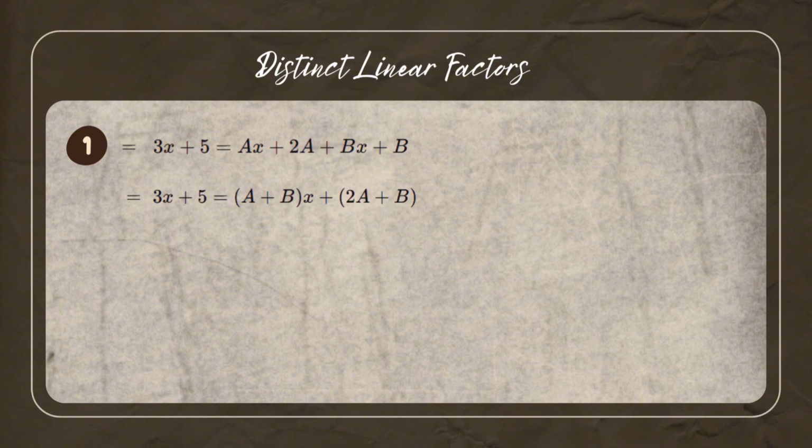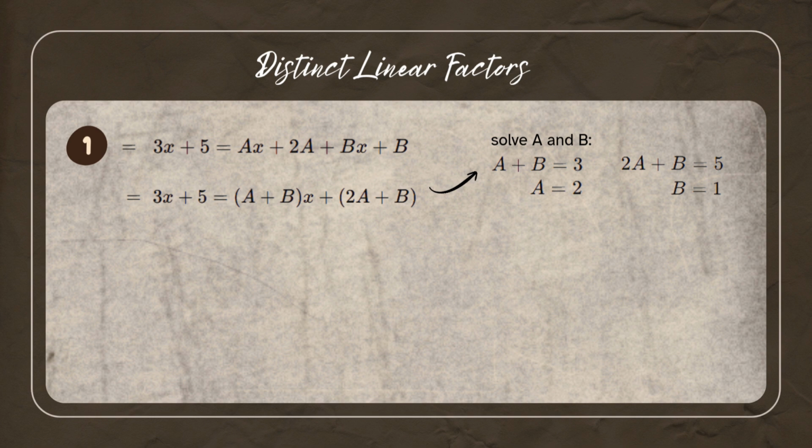So if you don't do the factorization first, it will be hard to solve the A and B. Now, how do I know that A plus B is equal to 3? As you can see here, on the left side, there is 3x equals to (A plus B)x. So that means that A plus B is equal to 3, which means A is equal to 2, and then 2A plus B is equal to 5, so B is equal to 1.